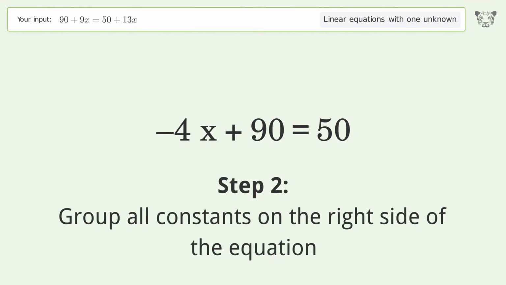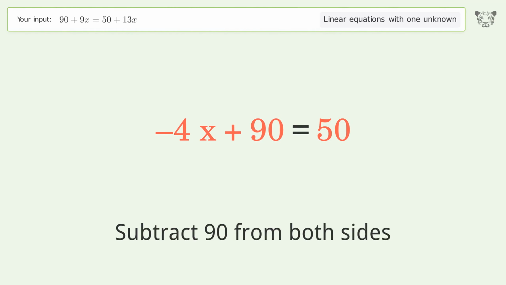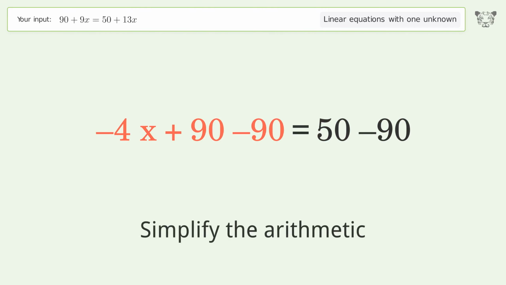Group all constants on the right side of the equation. Subtract 90 from both sides. Simplify the arithmetic.